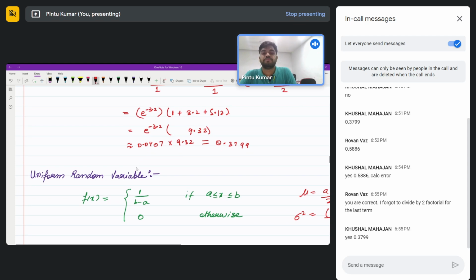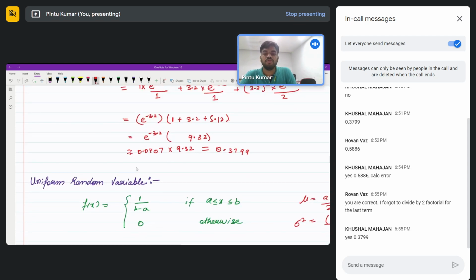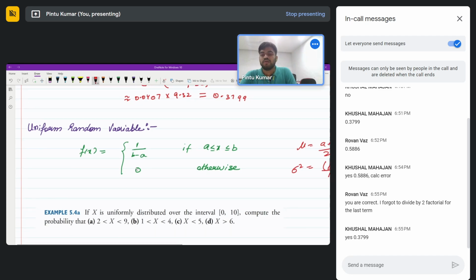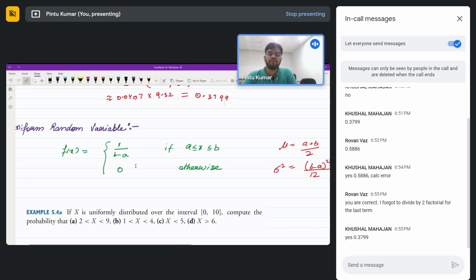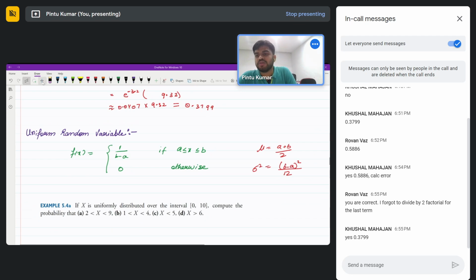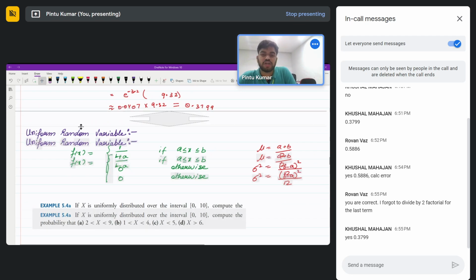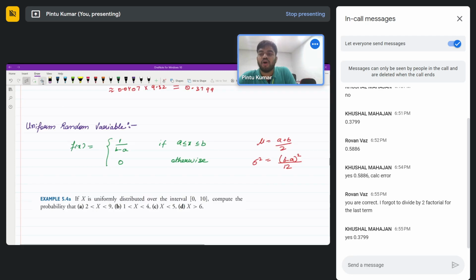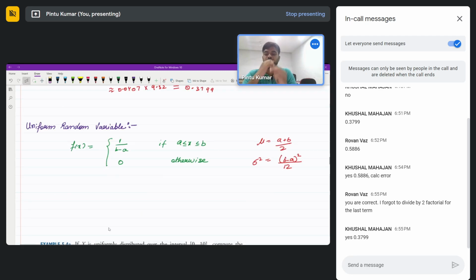Okay, so now let's move to something known as the uniform random variable. Right till now, whatever random variables we covered were all discrete random variables because they were taking discrete values. An event can occur 1 time, 2 times, 3 times. But now we have moved to the regime of uniform random variables. So what is a uniform random variable?